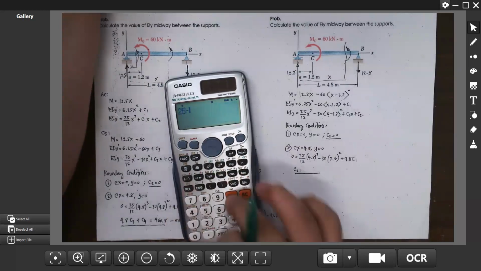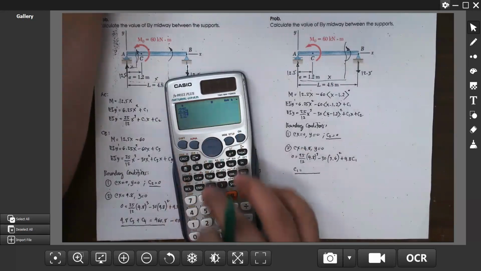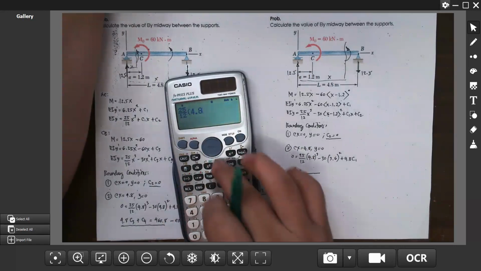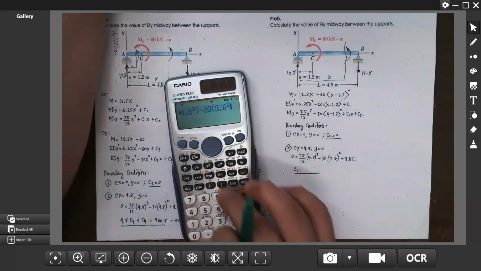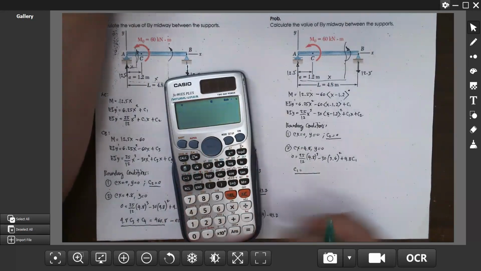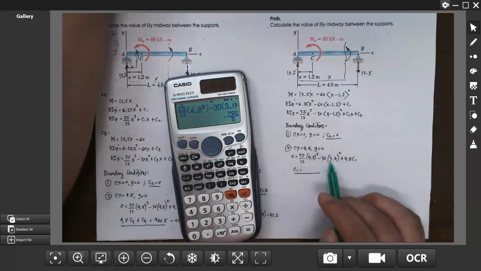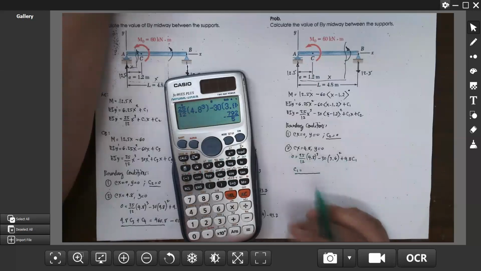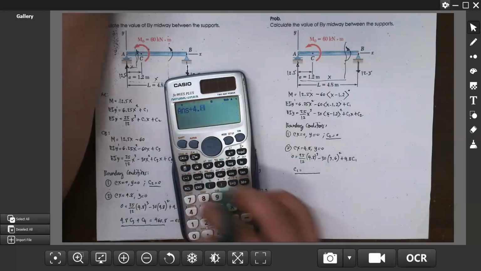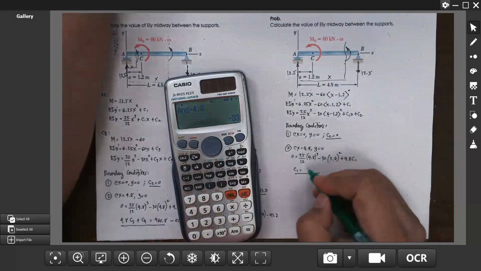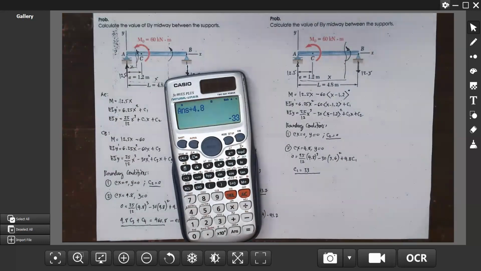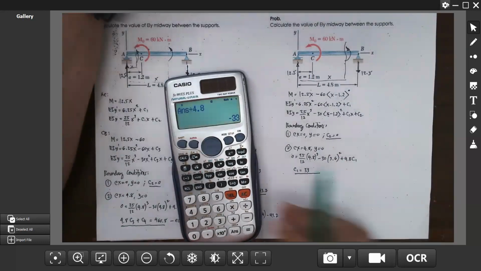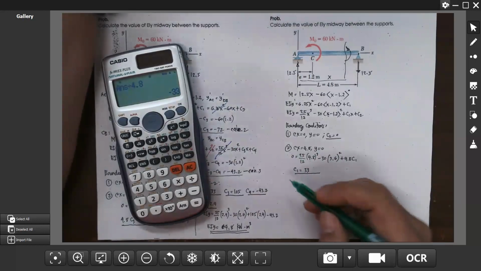So, 25 over 12 times 4.8 cubed minus 30 times 3.6 squared. It is negative, so you transpose it and it becomes positive, divided by 4.8. That gives 33. It becomes positive when you transpose it.